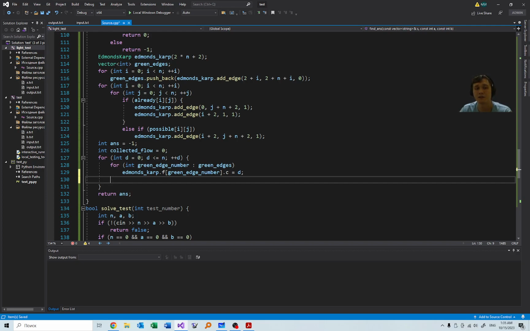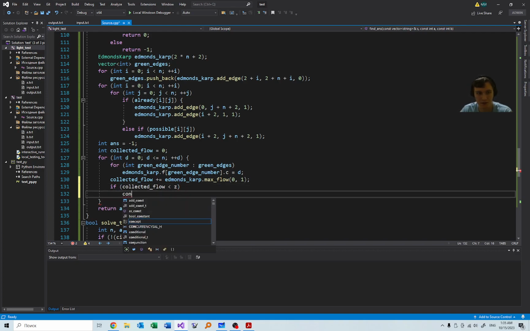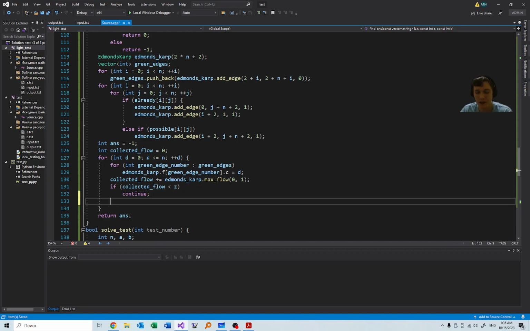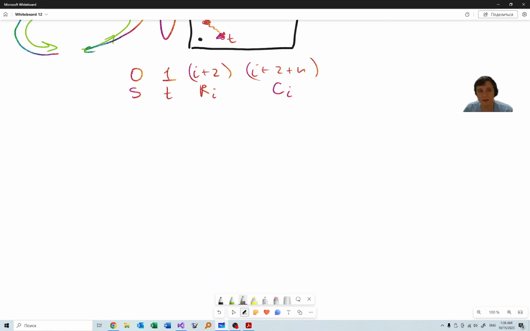What next? After that, I say that collected flow plus equals Edmonds-Karp dot max flow from 0 to 1. So if collected flow turned out to be less than z, then we continue. Fine. Okay, now we only need to find the min cost circulation.